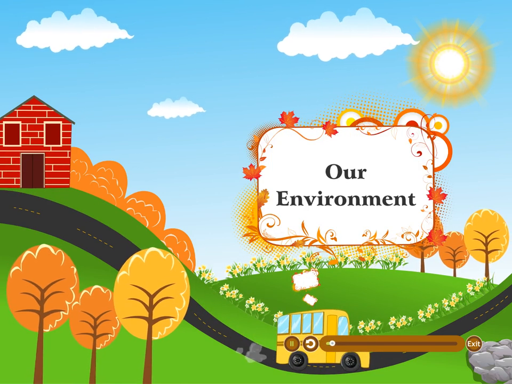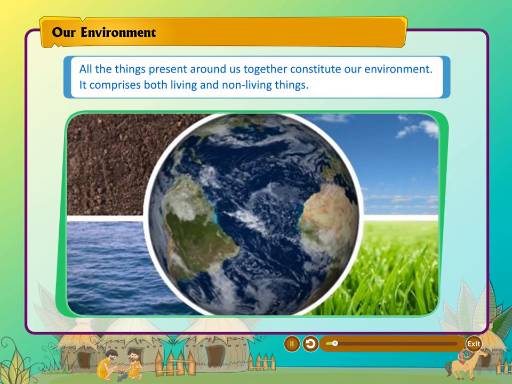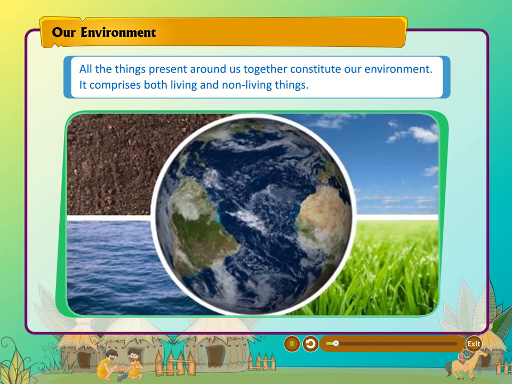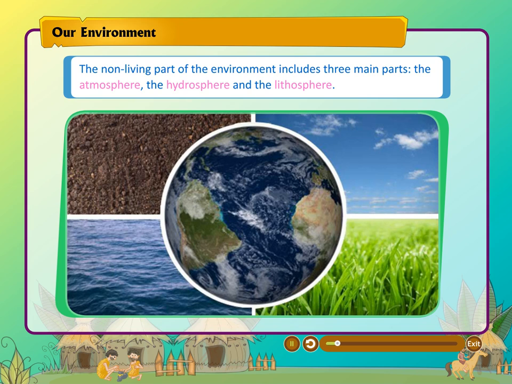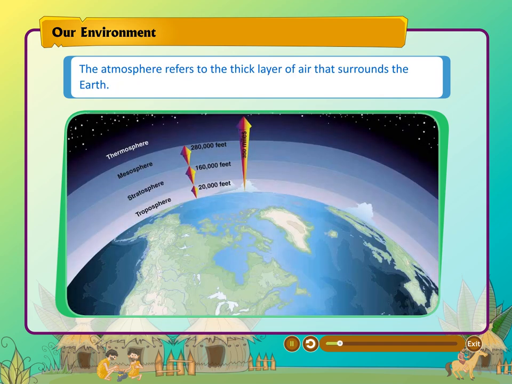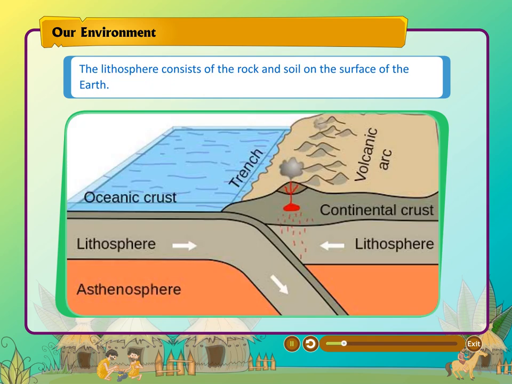Our environment. All the things present around us together constitute our environment. It comprises both living and non-living things. The non-living part of the environment includes three main parts: the atmosphere, the hydrosphere, and the lithosphere. The atmosphere refers to the thick layer of air that surrounds the Earth. All the oceans and other water bodies on the Earth make up the hydrosphere. The lithosphere consists of the rock and soil on the surface of the Earth.